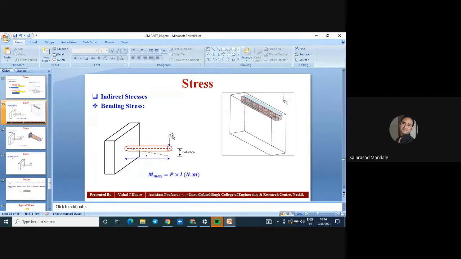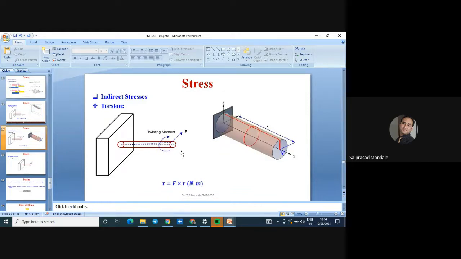Then here it is a bending. The rod is there in the section and the load is applied on one end of the beam. So there will be a loading and there will be a failure. So it fails due to the bending moment. Bending moment is nothing but force into length. So force into length is a bending moment.